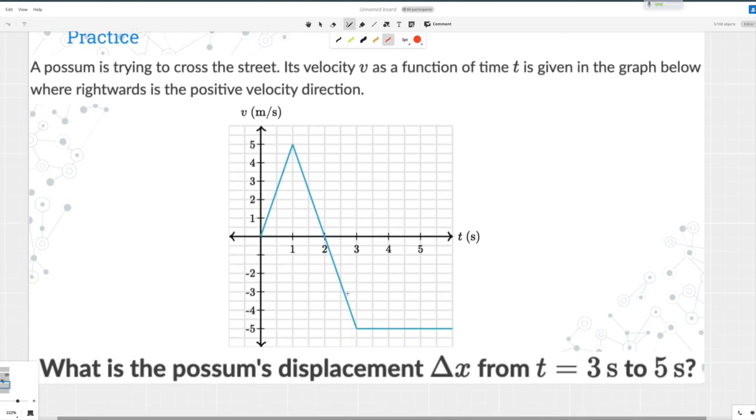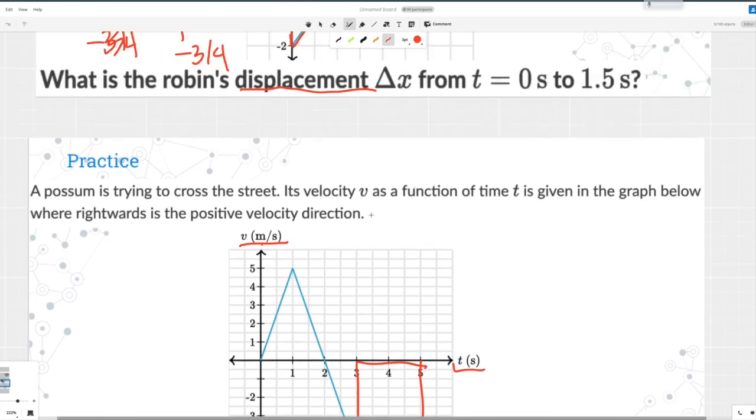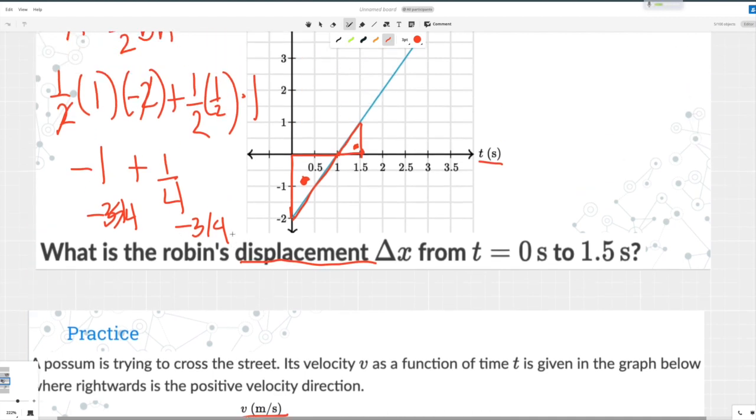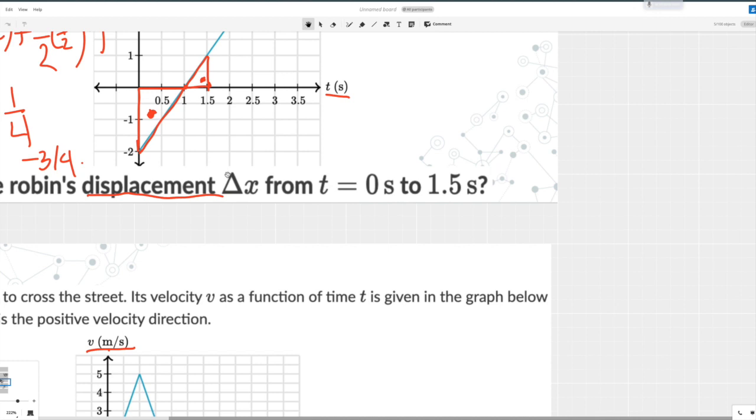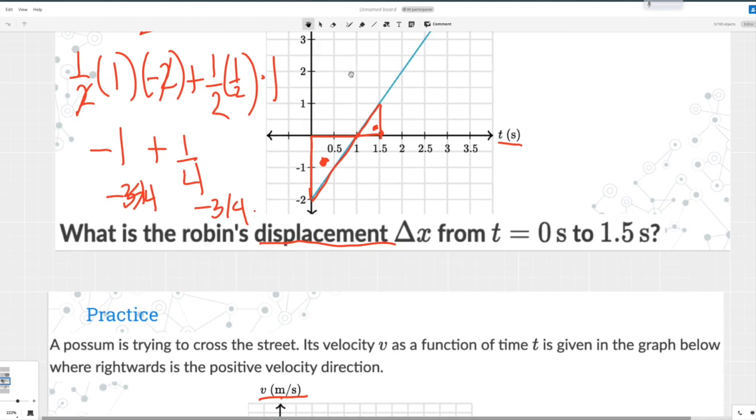Okay, another question, and we're going to do the same thing, which is find the area underneath the curve. We have the velocity and we're given time, and we get to find the displacement from 3 to 5 seconds. So from 3 to 5 seconds, we have this to this. This is similar to the first question, except it's below the x-axis. So the displacement is going to be negative, like the second question, -3/4 meters.